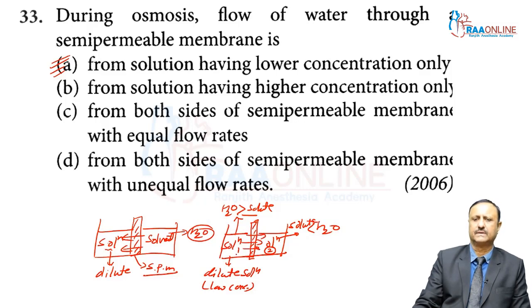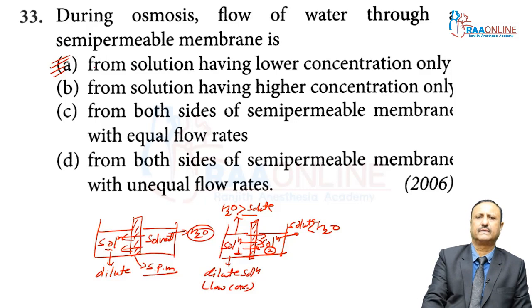So, migration is from solution 1 to solution 2, not from solution 2 to solution 1, because solution 1 is a dilute solution. So, water molecules are in excess, so they migrate. So, my dear students, in this way, from the solution having lower concentration only water flows through the semi-permeable membrane.